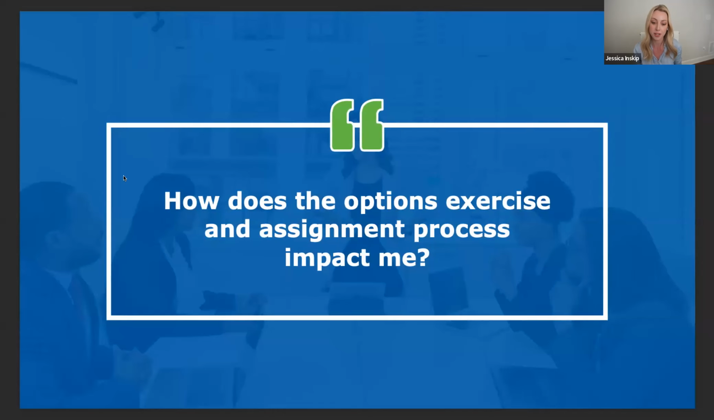But the main question that we're really going to answer, aside from the tools and resources, is how does the options exercise and assignment process impact me as a trader? What do I need to know? What do I need to know about my brokerage firm? What are the things I need to be aware of around exercise and assignment?